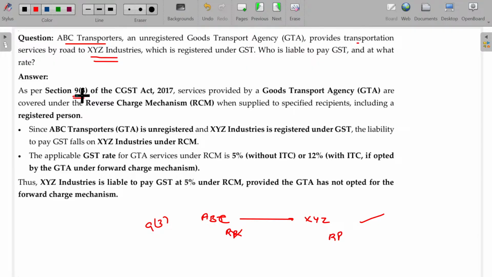9(3) is very clear. A list of services is given here, and those things fall here. A list of goods is also applicable under Section 9(3), that is, supply of goods. But that is not applicable for your examination. No need to worry about that.